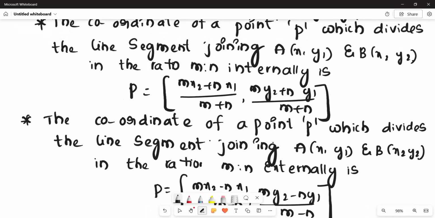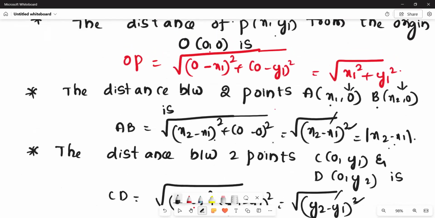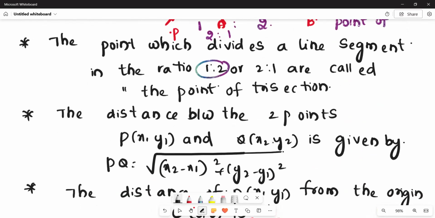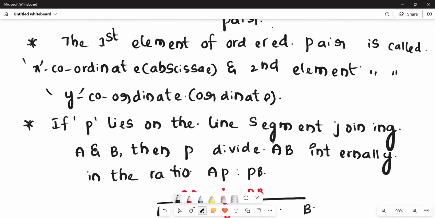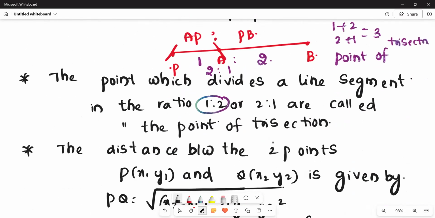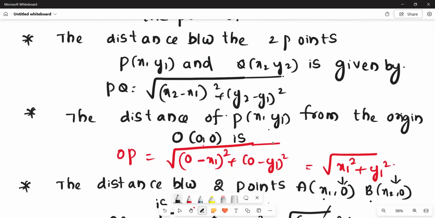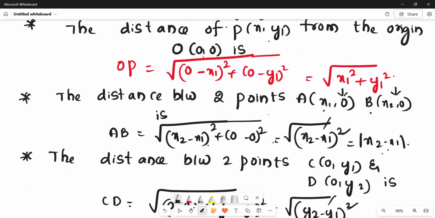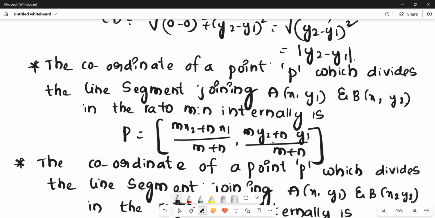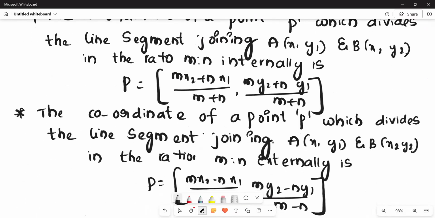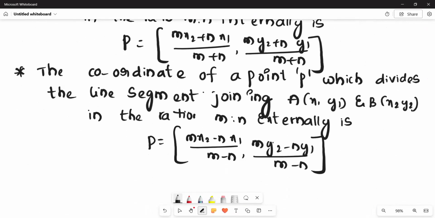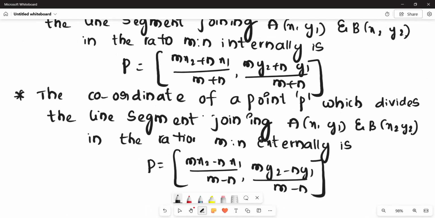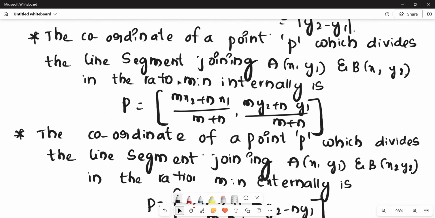So let us see once again. If I want to find out the location of any particular point, or the distance between two points, we are actually calling it a locus. If you are having a point dividing internally or externally in a particular ratio, and you are having the particular x points and y points, and I want to know the location of that point cutting the line segment AB in the ratio m is to n internally or externally, these are the locations of my points.